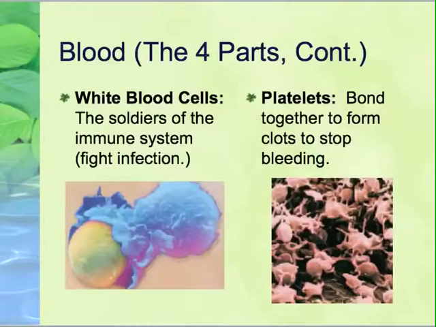And of course, the last component is platelets. Platelets are these small, irregularly shaped cells that bond together to form clots to prevent an organism from bleeding an excessive amount. So platelets are what are responsible for forming blood clots, and people who are hemophiliacs are people who have a low platelet count.